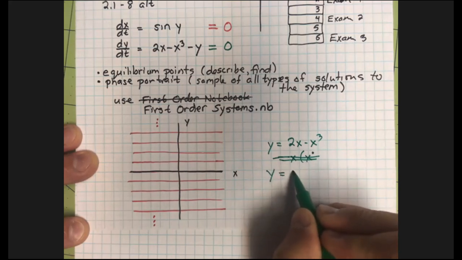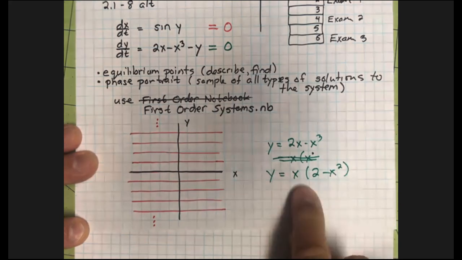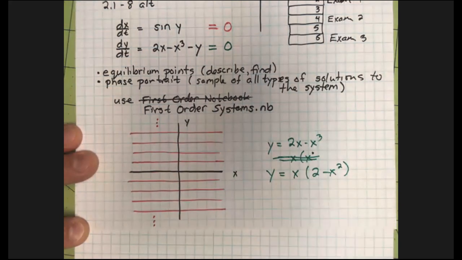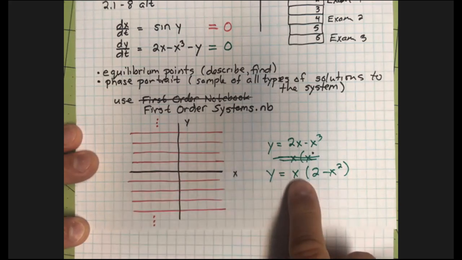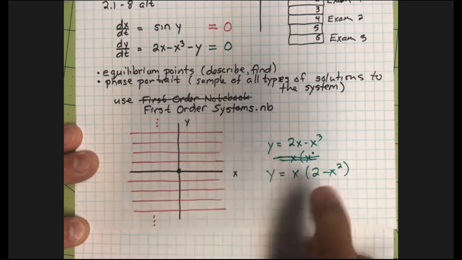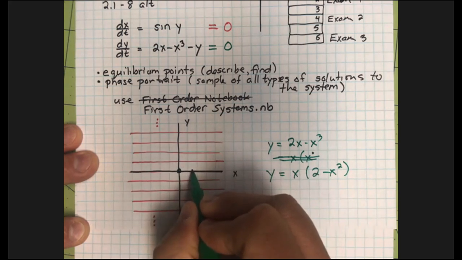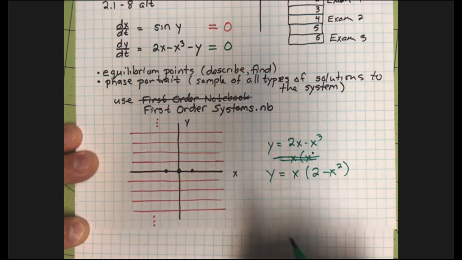Factor out the x correctly. x times 2 minus x squared. Now this is a cubic equation. It's got three crossing places, and they are at x equals 0, which makes y equals 0, or at x equals root 2, which makes y equals 0, or at x equals minus root 2, which makes y equal to 0.